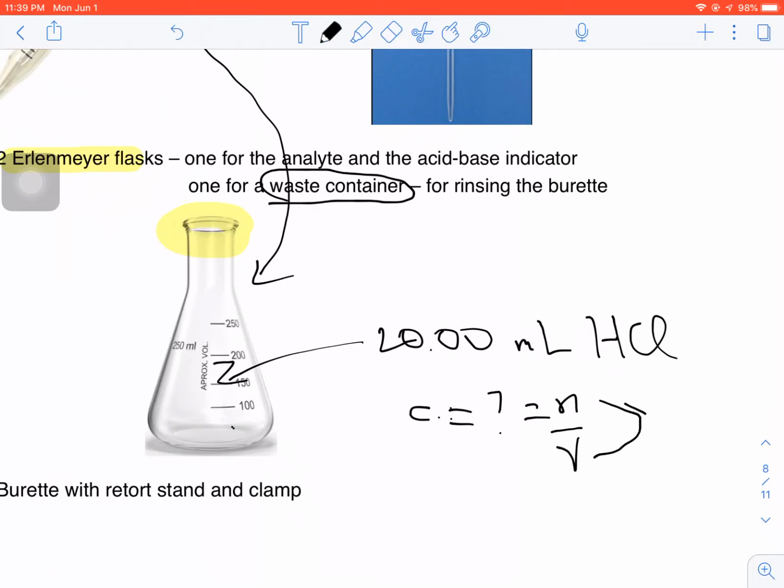The volume I just measured is 20 milliliters. The number of moles is going to be determined by the base that I'm going to add. So I need to calculate little n, the number of moles of the base, and that will tell me how many moles of acid I have when I've reached equivalence. So I'm going to use a burette.